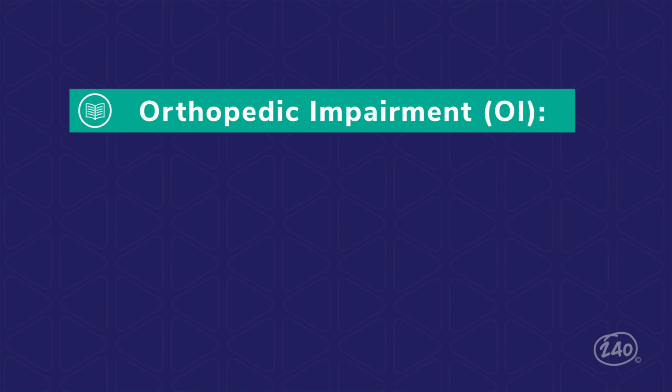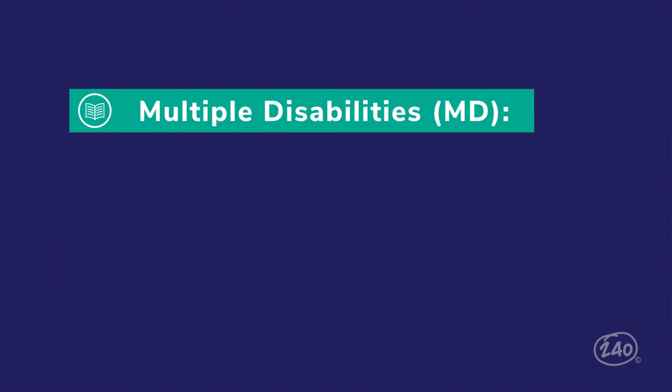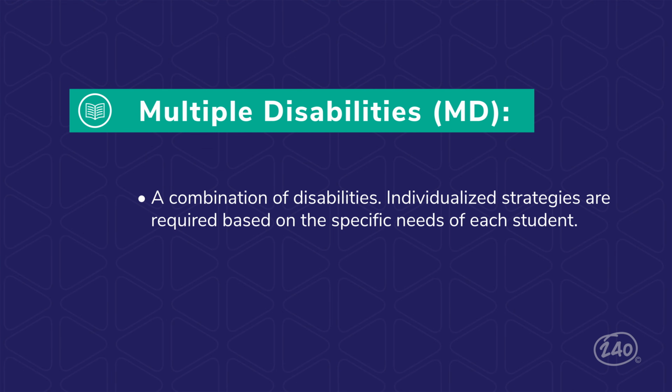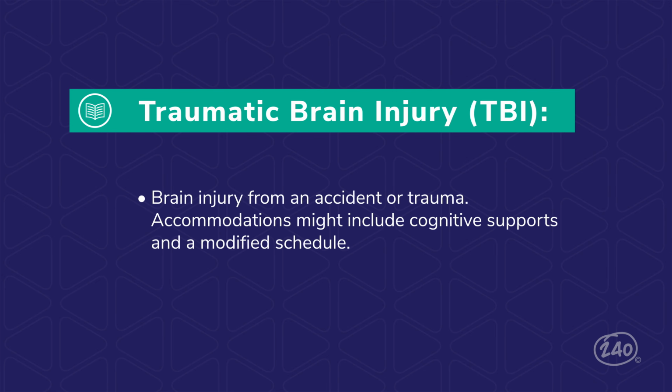Orthopedic impairment, OI. Physical disabilities affecting movement. Accessible classroom setups and assistive devices help support these students. Multiple disabilities, MD. A combination of disabilities. Individualized strategies are required based on the specific needs of each student. Traumatic brain injury, TBI. Brain injury from an accident or trauma. Accommodations might include cognitive supports and a modified schedule.